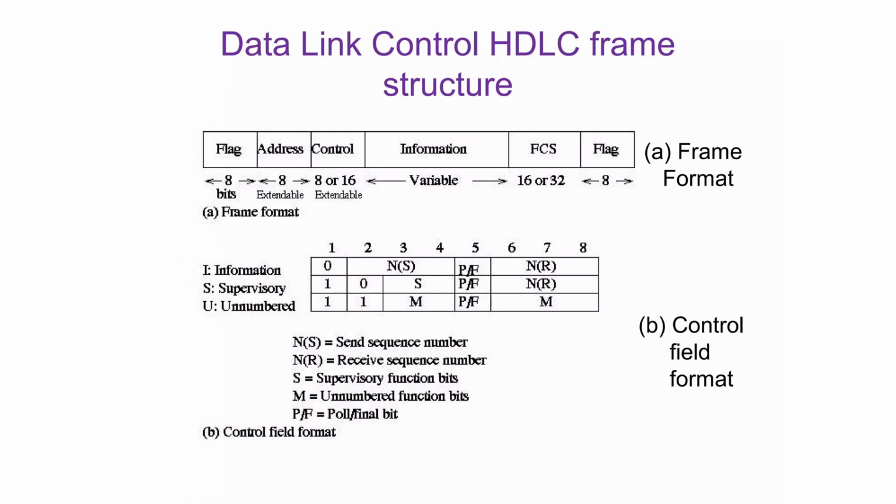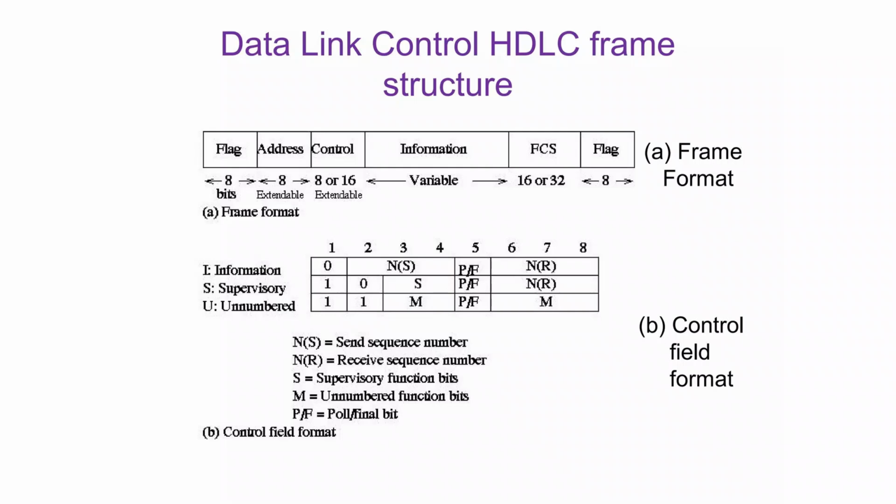Before the last one, we have the FCS, the frame check sequence, which may be 16 to 32 bits long, so 4 bytes you can have. And last is also a flag. At the start of the frame and the end of the frame there will be a flag, which consists of only 1 byte.